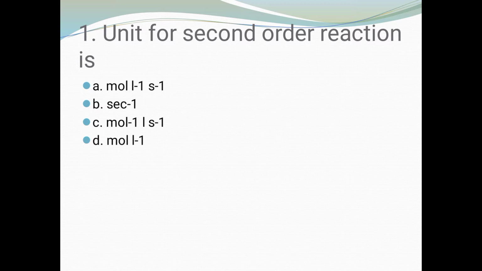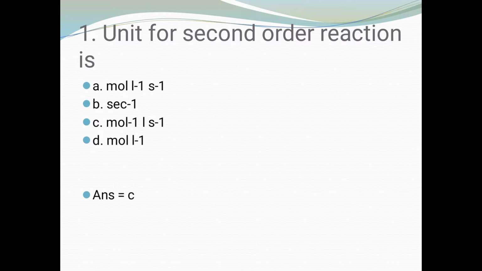First question. The unit for second order reaction is. In my video on chemical kinetics, the first one, I have taught how to find the units. There's a shortcut formula also which you can remember to find the units. So the unit for second order reaction is, any guesses? Please pause the video and find out. Yes, the unit for second order reaction is mole inverse liter second inverse. That's your option number C.